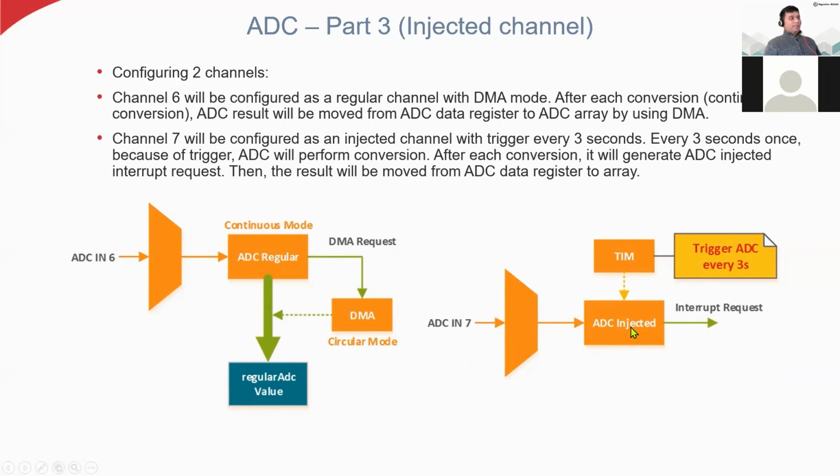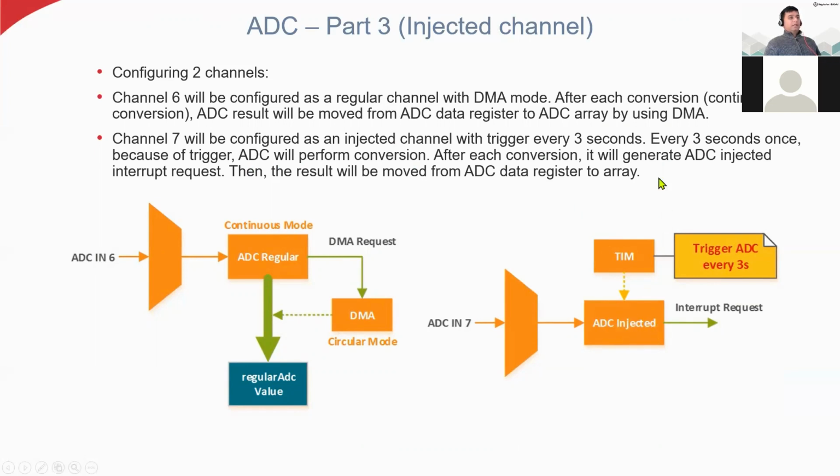It means with a trigger every 3 seconds, and we are also enabling this interrupt request. For example, the timer is generating the interrupt every 3 seconds and it will trigger this ADC. That is, the trigger will be injected into this ADC. So every 3 seconds, because of a trigger, the ADC will perform the conversion, analog to digital conversion.